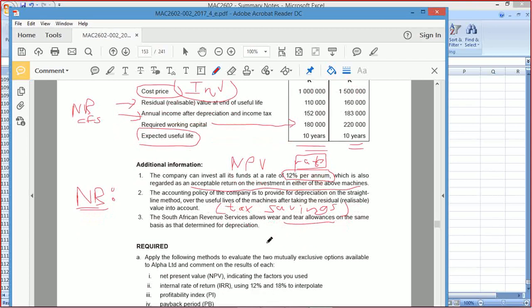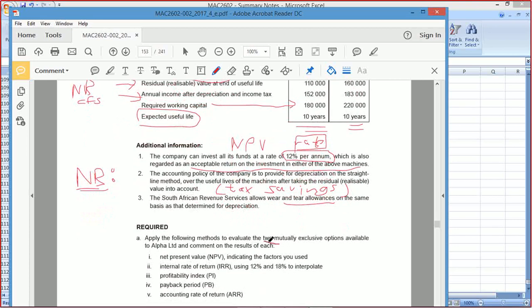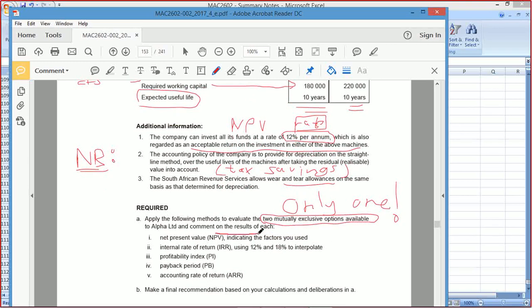All right, that's it. Okay, apply the following methods to evaluate the 2 mutually exclusive options. If it's mutually exclusive, how many can I accept? Only 1. Okay, and then comment on each. Okay, fine. So 1, 2, 3, 4, 5. Okay, so we've put the order a little bit different, because I'm just following the textbook. They gave you payback period as 1, so that's my 1. They gave this as my 2, this as my 3, that as my 4, and that as my 5. Okay, but we had all of them. Do you agree? Yes, sir.